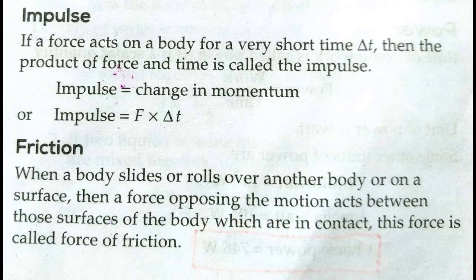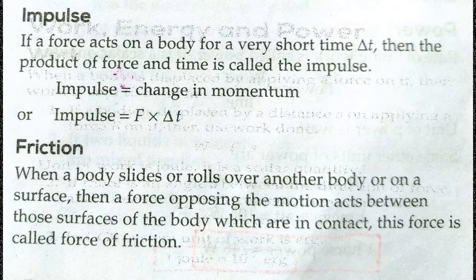Friction. When a body slides or rolls over another body or on a surface, then a force opposing the motion acts between those surfaces of the bodies which are in contact. This force is called the force of friction.